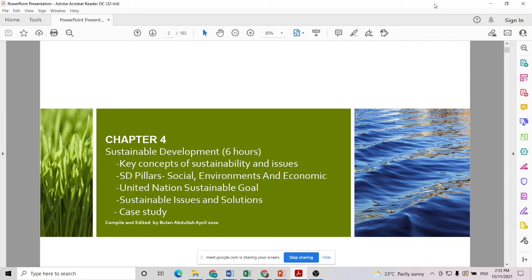We have 2 parts. This is part 1. We discuss the key concepts of sustainability and issues, and also the sustainable development pillars: social, environment and economics. And also we discuss some of the United Nations sustainable goals. The UN, United Nations, has developed its own goals regarding sustainability. We will discuss that after this.